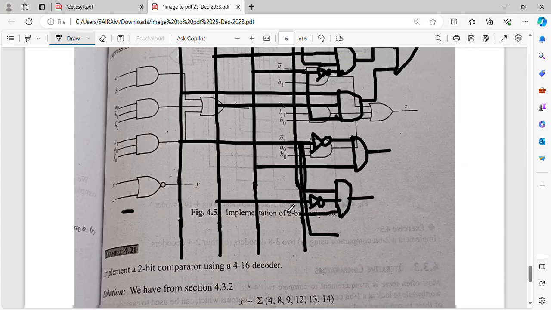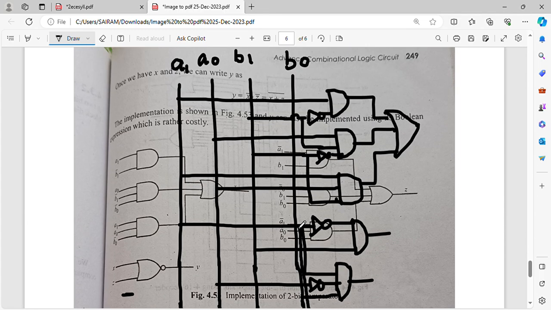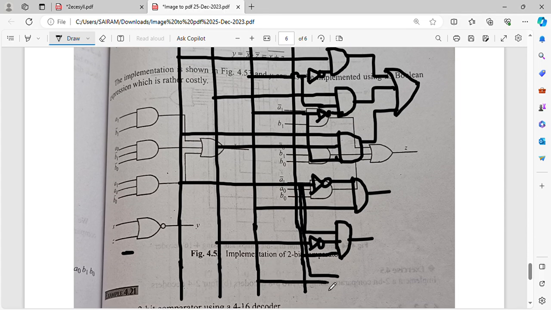B1, B0, right? B1, what is this? So here it is nothing but this, and all of these you are giving to an OR gate again because it's getting added.